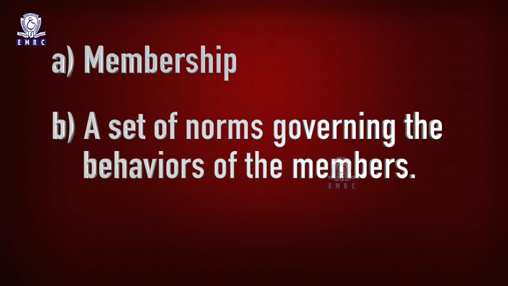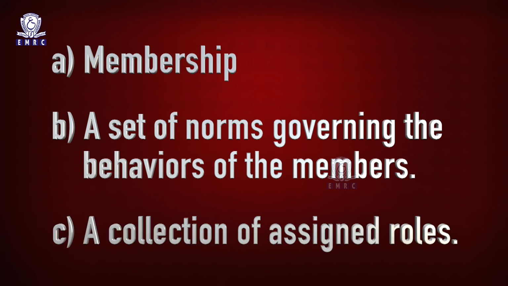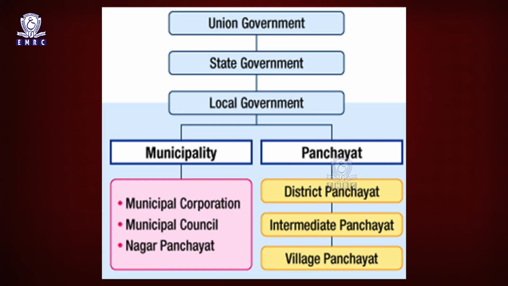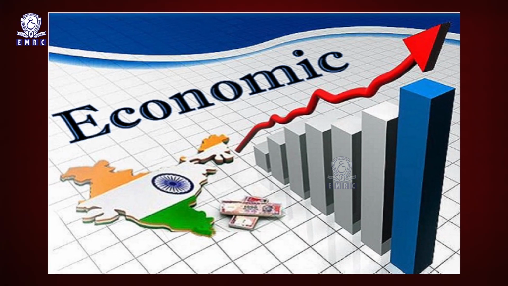Community as a social group has features such as membership, a set of norms governing the behaviors of members, and a collection of assigned roles. Community is viewed as a social system, that is, the combination of social units and subsystems which perform the major social functions having local relevance. This means that community is a total system consisting of smaller subsystems such as local government, organization, economy, etc.